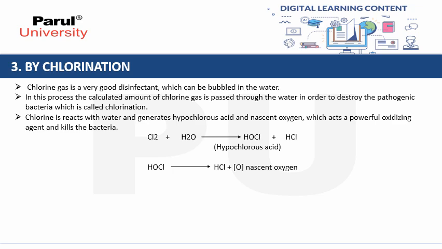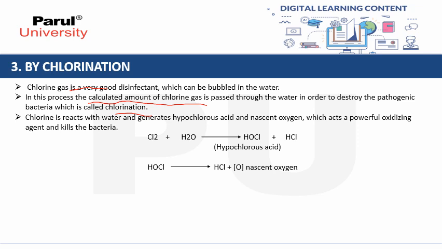By chlorination. Chlorine gas is a very good disinfectant which can be bubbled in the water. In this process, a calculated amount of chlorine gas is passed through the water in order to destroy the pathogenic bacteria, which is called chlorination.